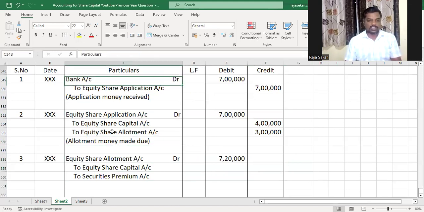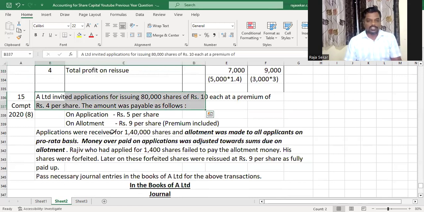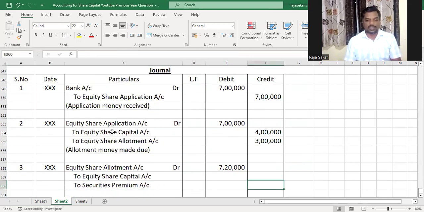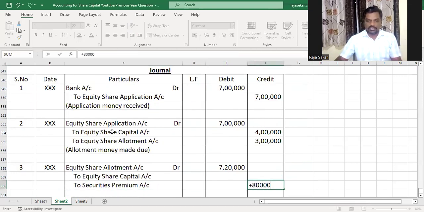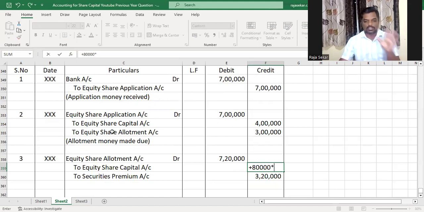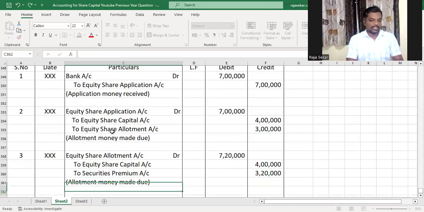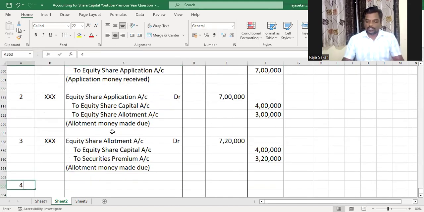See, in the question, they've given that A Ltd invited applications, shares of 10 each at a premium of 4 per share. So the 4 rupees is premium. So that premium portion will be taken to securities premium account, and the capital portion, which is 5 rupees, 9 minus 4 is 5, will be taken to share capital account. Allotment money made due. Again, you write the proper narration.